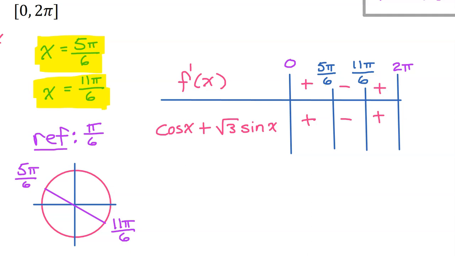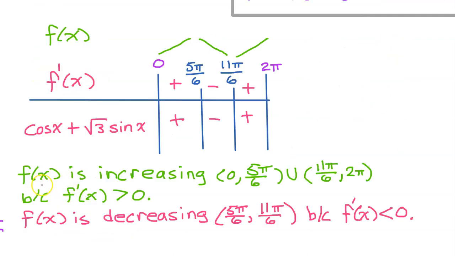That means that the original function f of x is going to be increasing in this interval, decreasing in this interval, and increasing in this interval. So we would say f of x is increasing from 0 to 5 pi over 6 and from 11 pi over 6 to 2 pi because f prime is positive. F of x is decreasing from 5 pi over 6 to 11 pi over 6 because f prime is negative.